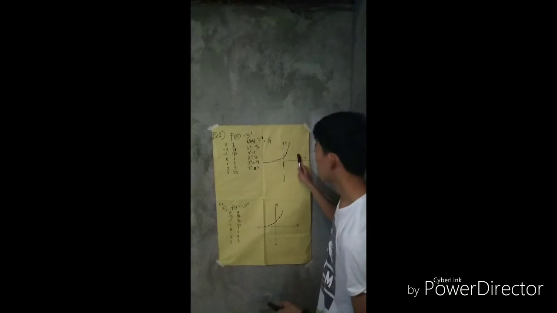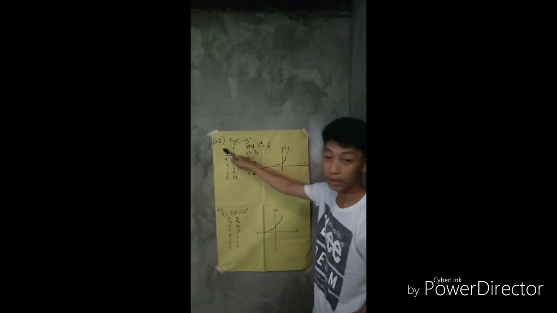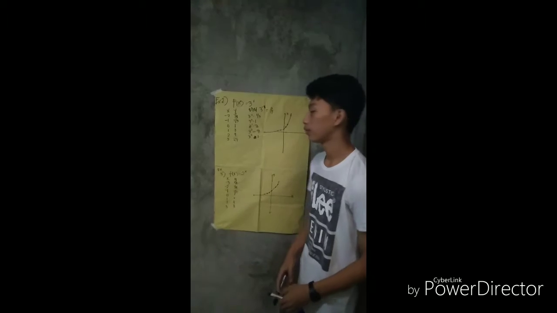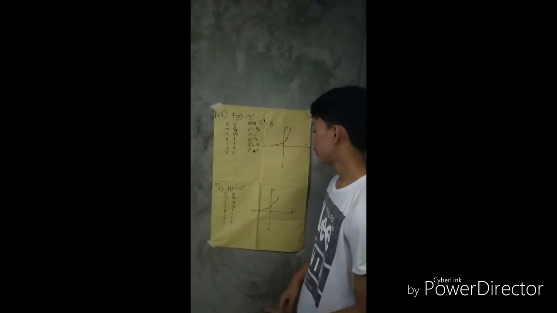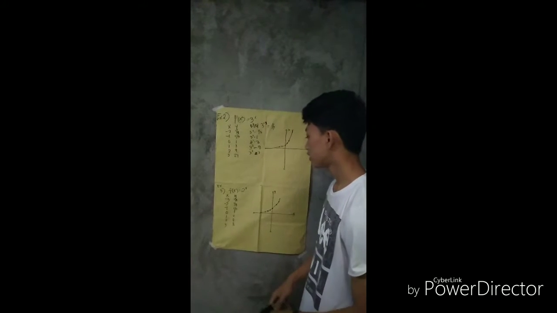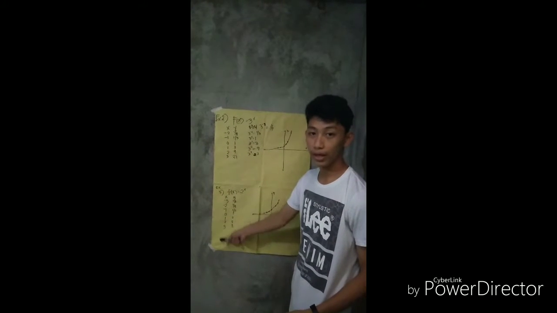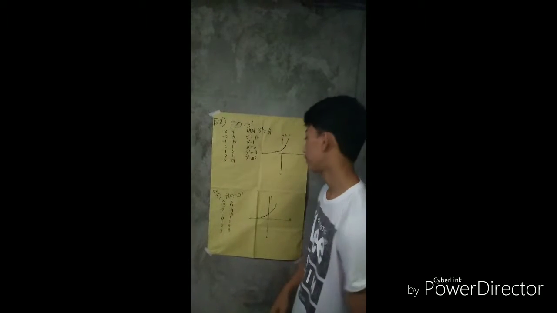So this graph is our graph for example number 2. Here's our example number 3. Our given is f(x) is equal to 2 to the power of x. Our x is negative 3, negative 2, negative 1, 0, 1, 2, and 3.